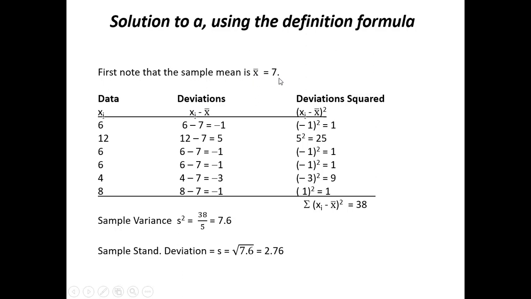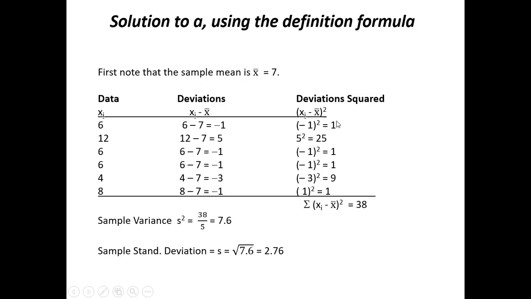Okay. Then we look at deviations. So the deviations are obtained by subtracting 7 from each data point. So 6 minus 7, negative 1. 12 minus 7 is 5. Negative 1 again and again. And you can see what happens here. This should be a positive 1.